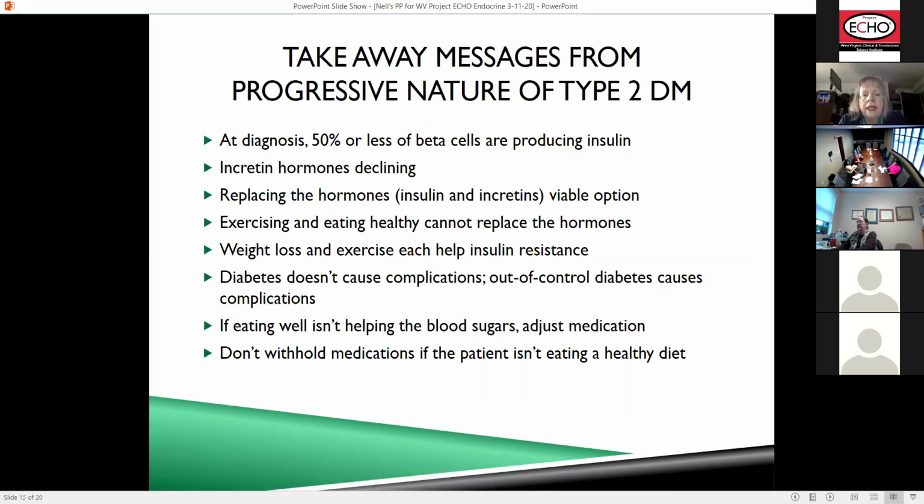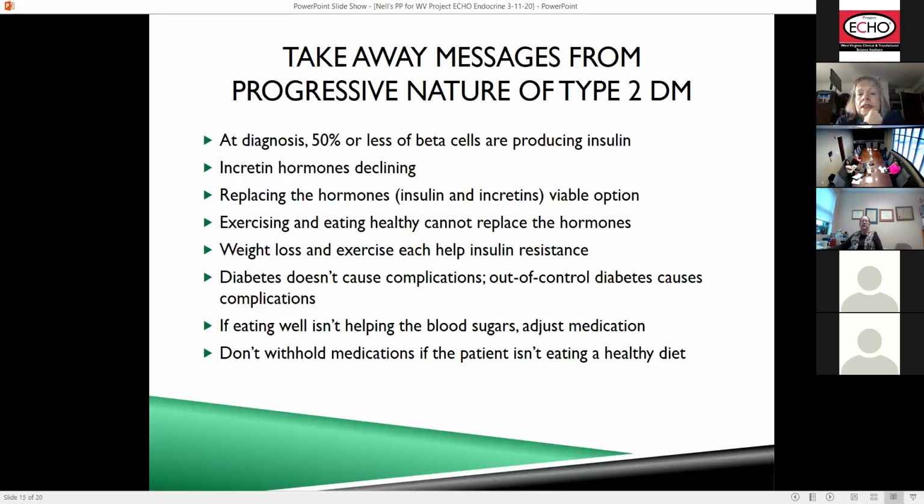Exercise and eating healthy can't replace those. And if it's time to do something with those, then we want them to eat healthy, but maybe that's not the right time for the conversation. Weight loss and exercise helps insulin resistance no matter what time period you're at.